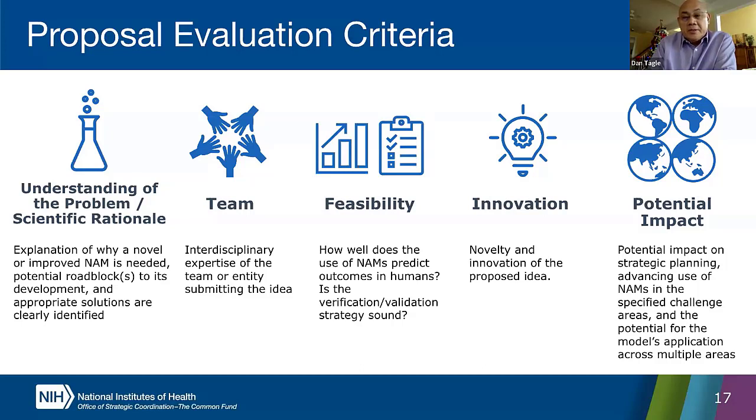And then also we're looking certainly for very innovative ideas that are novel, because we are looking essentially to transform the way NAMs are currently used and to move them in a much more rapid way. And then lastly, a measurable potential impact. That means a clear articulation of the potential impact on advancing the use of NAMs, especially in the challenge areas that I identified, the in vitro, in silico, in chemico, and then combinatorial NAMs, and the potential for the model application across multiple areas.